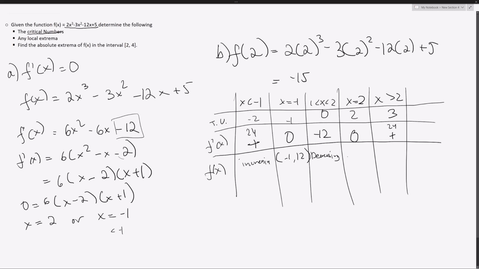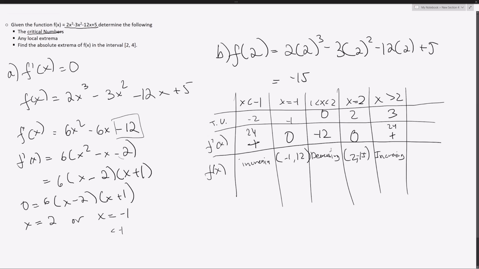Then over here, we already calculated it's 2, -15. That's our other value. And then for our last value, we are given x is greater than 2, so let's substitute 3 in, and you'd see that it is indeed plus, which would mean it's increasing once again. So, increasing. There you go.